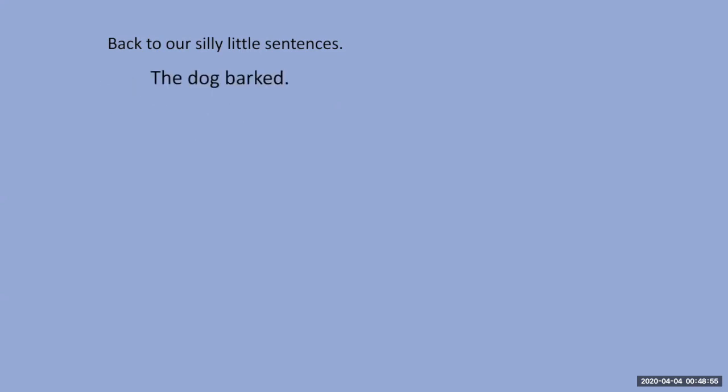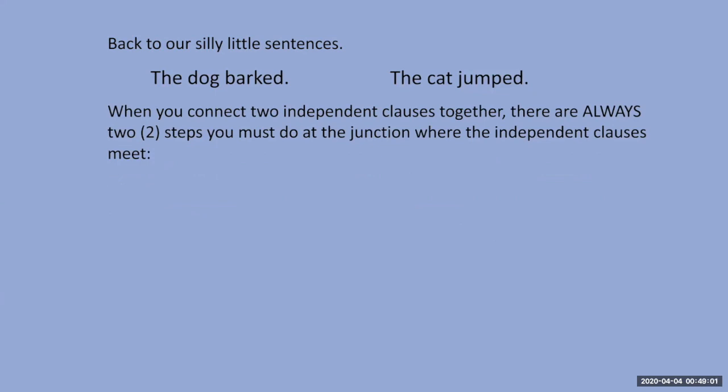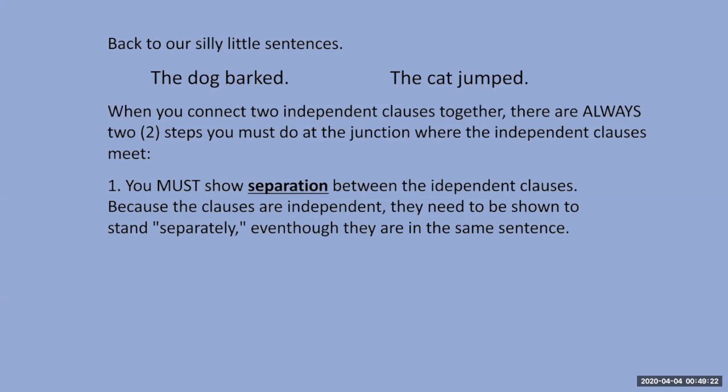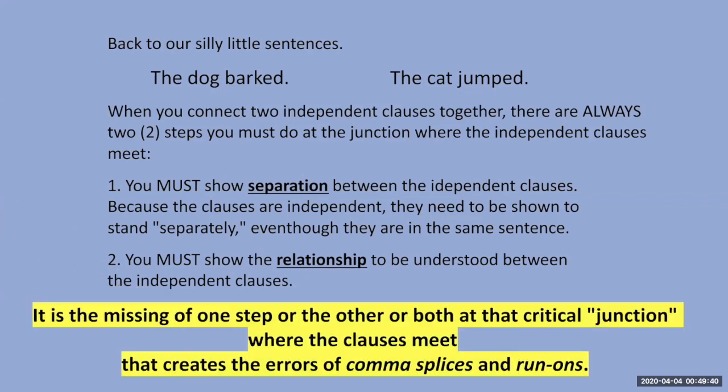Back to our silly little sentences. The dog barked and the cat jumped. When you connect 2 independent clauses together, there are always 2 steps you must do at the junction where the independent clauses meet. 1, you must show separation between the independent clauses. Because the clauses are independent, they need to be shown to stand separately, even though they are in the same sentence. 2, you must show the relationship to be understood between the independent clauses. It is the missing of one step or the other or both at that critical junction where the clauses meet that creates the errors of comma splices and run-ons.